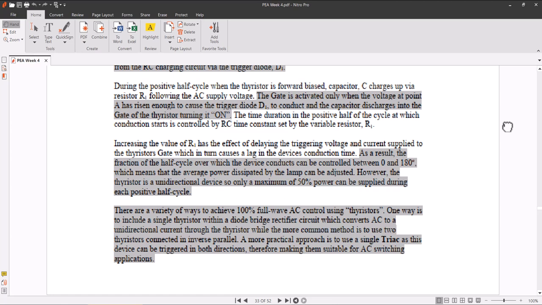One way is to include a single thyristor within a diode bridge rectifier circuit which converts AC to unidirectional current through the thyristor, while the most common method is to use 2 thyristors connected in inverse parallel. A more practical, इसको trike बोलते हैं इसको. A more practical approach is to use the triac, as this device can be triggered in both directions.